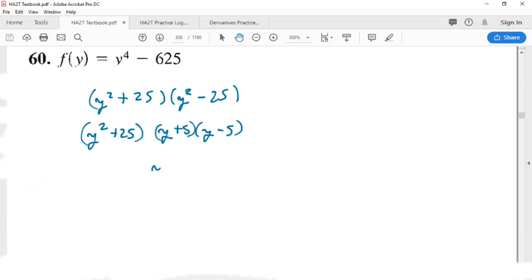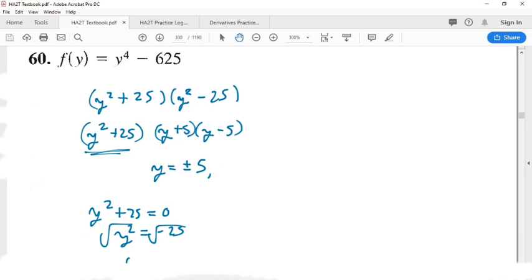Okay, so right now we've got y equals a positive and a negative 5. But what does this give us? If I take y squared plus 25 and I set this equal to 0, can I subtract 25 from both sides? Yeah, for sure I can. And then what? Then square root? Oh, snap. We get y equals plus or minus the square root of negative 25?